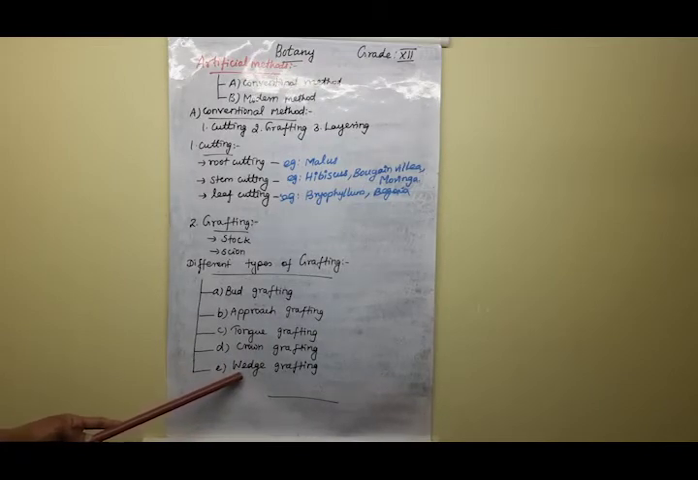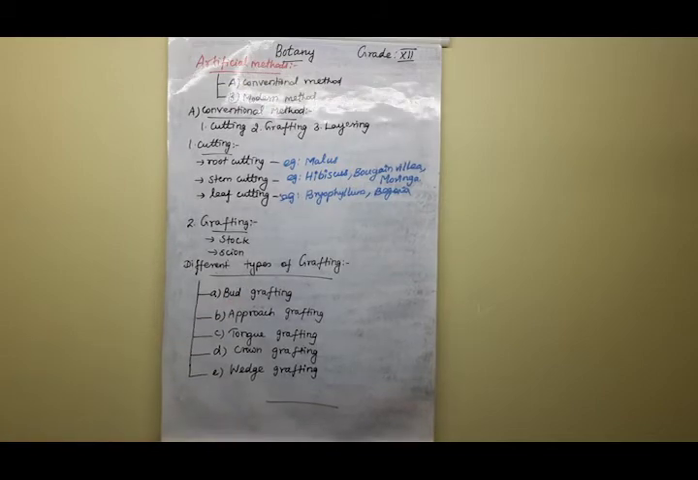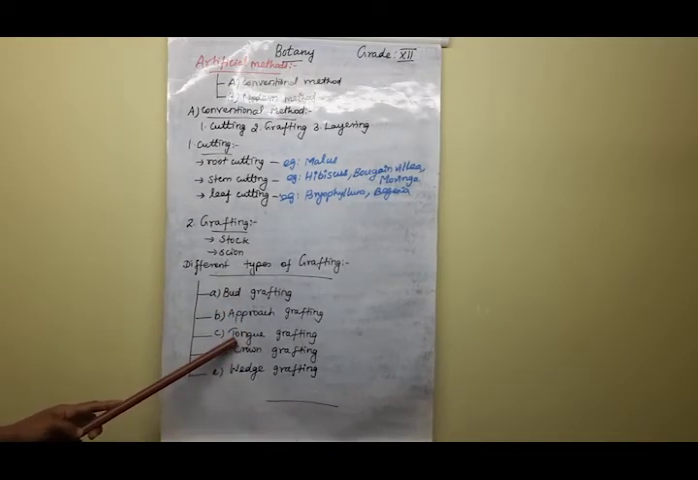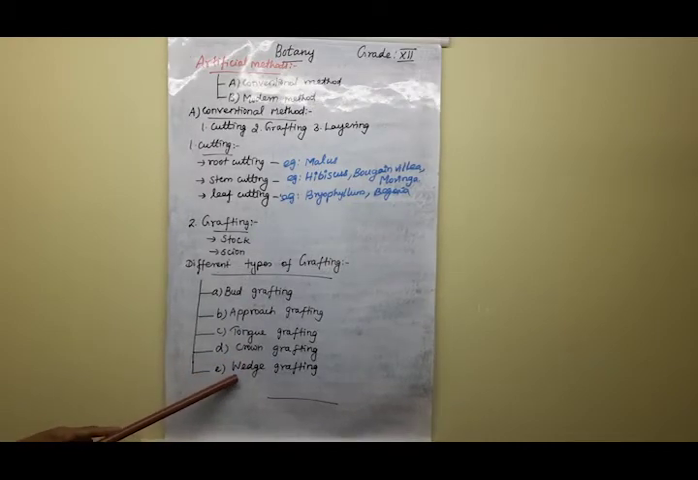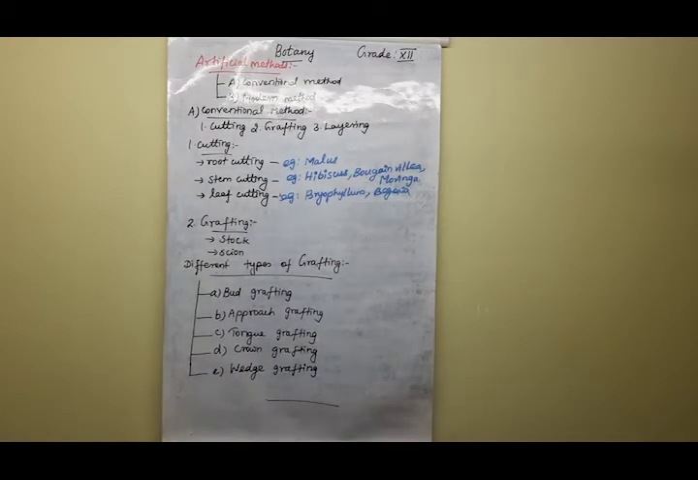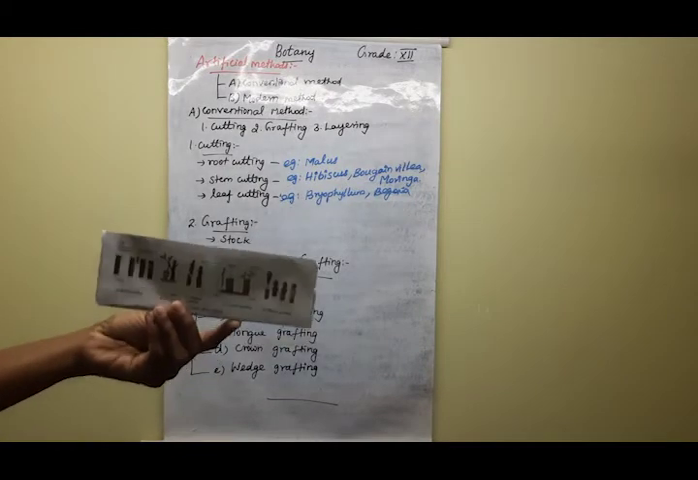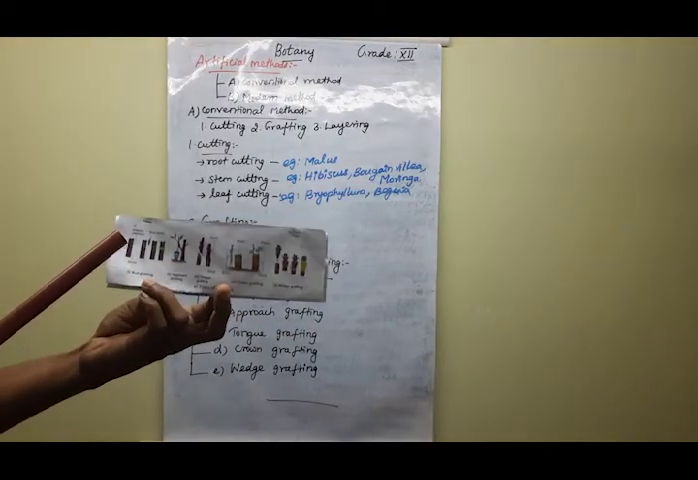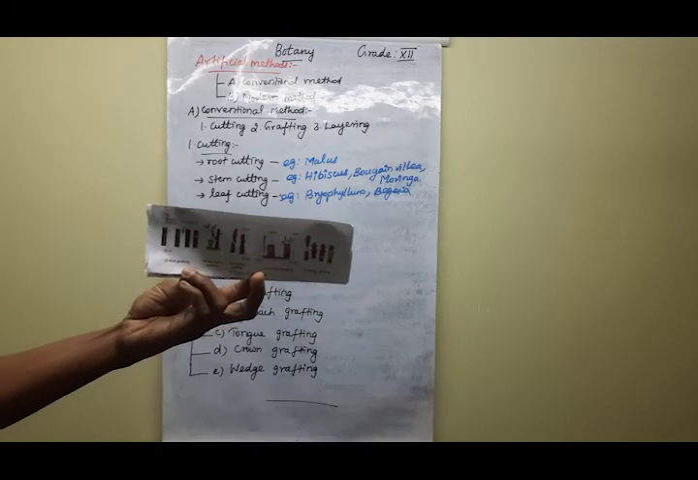What are the 5 methods of grafting, children? Bud grafting, approach grafting, chunk grafting, crown grafting, wedge grafting. Okay, let us see one by one. First one, bud grafting. Bud grafting means, first we use the stalk. Already I said what you mean by stalk. You know that thoroughly. First we select the stalk.